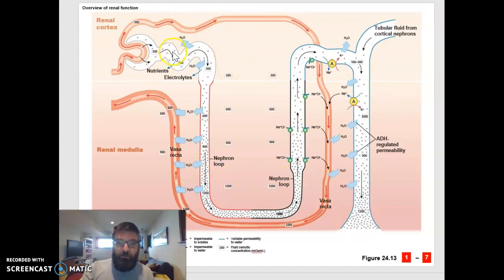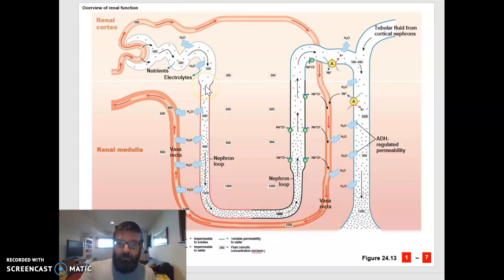Proximal convoluted tubules show a lot of reabsorption of nutrients and solutes, so glucose and sodium and whatever else we want to bring back in. We pump back into our interstitial fluid and then back into these capillaries here, and water follows. So we have a lot of reabsorption of water as well.